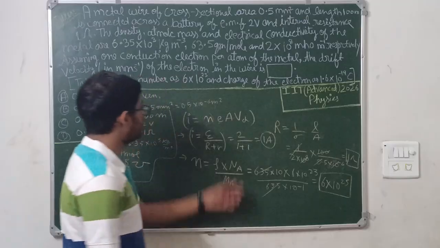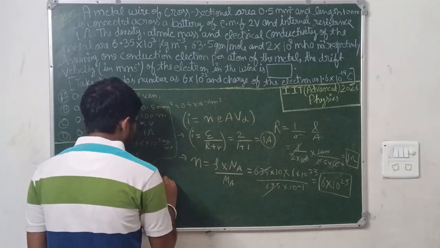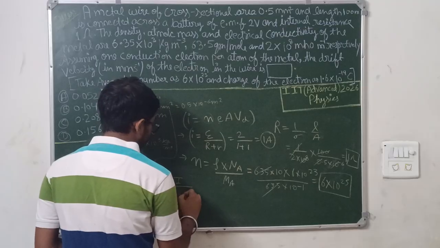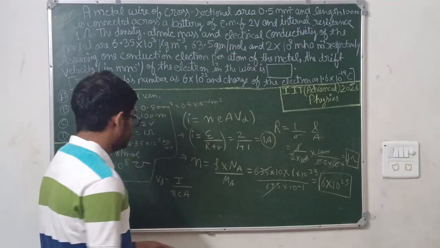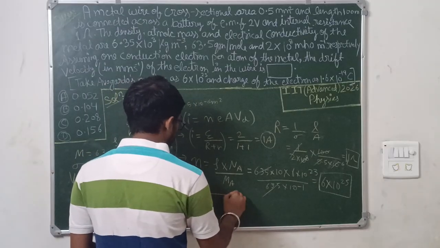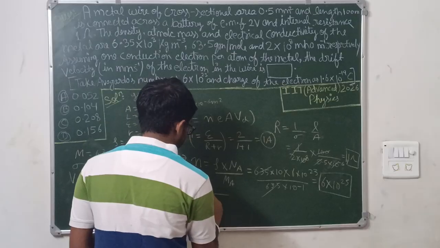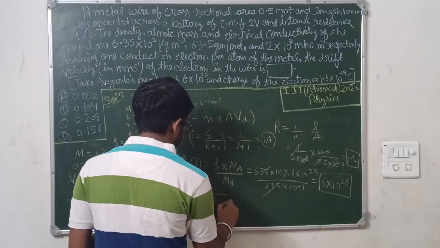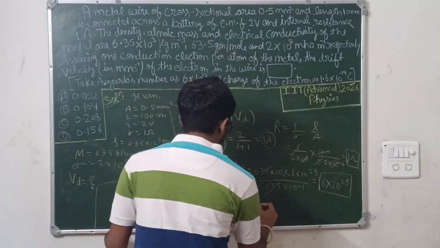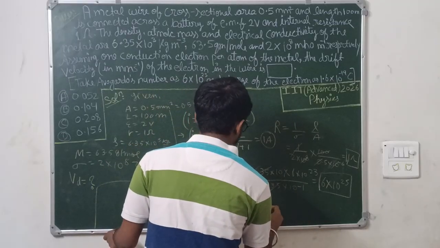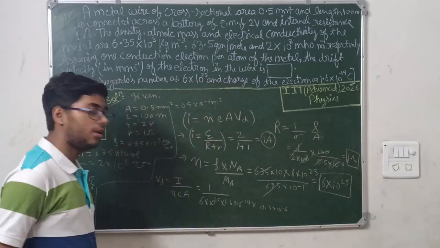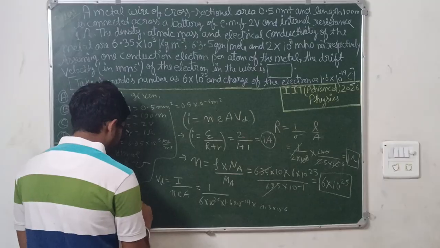Now you can simply take out the value for Vd. Vd would be current upon nEA. Substituting the values, the current value is 1, upon n which is 6 into 10 to the power 25, into 1.6 into 10 to the power minus 19, into 0.5 into 10 to the power minus 6. This would be the value of Vd. You will solve this.